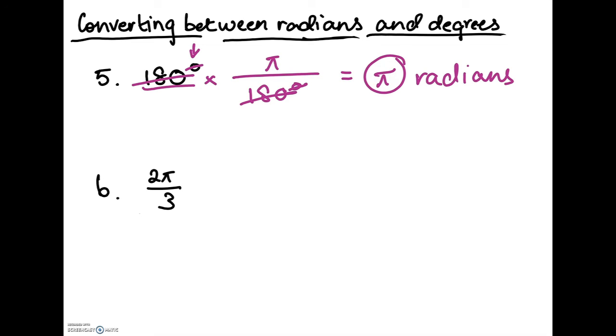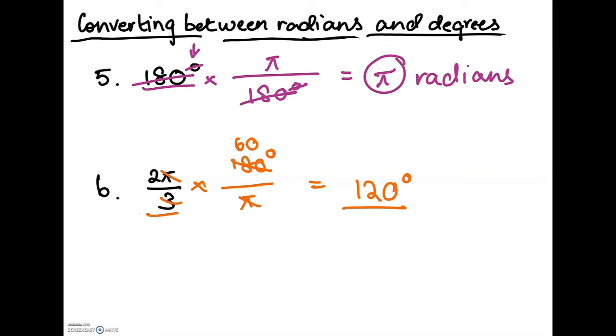So let's try our last example. We have 2 pi over 3. How do you know it's in radians? Well, one, there isn't a degree symbol. Although there is a pi, if there was a degree symbol over here, then that would be degrees. It's not degrees because it does not have a degree symbol. So you're going to multiply this with pi at the bottom because you're going to try to cancel out the pis. 180 degrees will be at the top. And then if you cancel these out, you'll get 60. 60 times 2 is 120 degrees. So all I did was 3 goes into 180 60 times, and then 2 times 60 is 120. So 2 pi over 3 is 120 degrees.